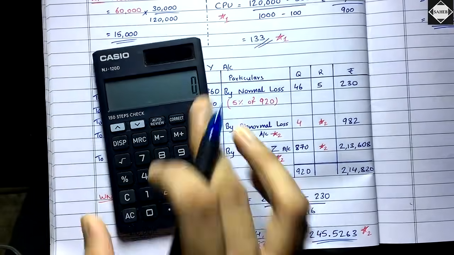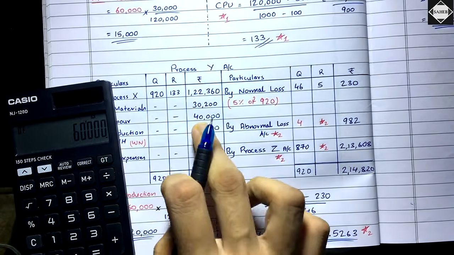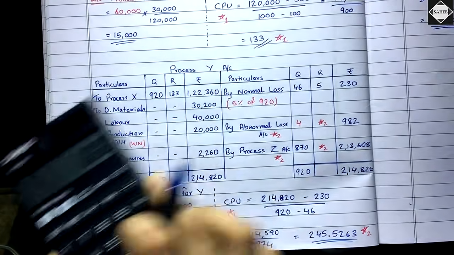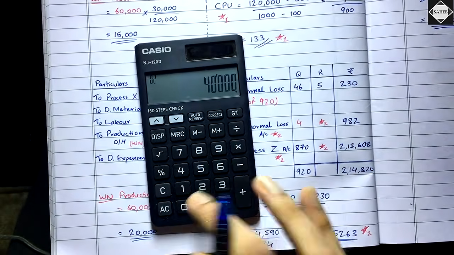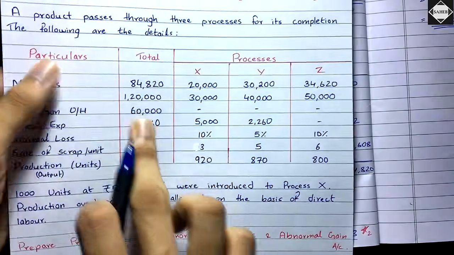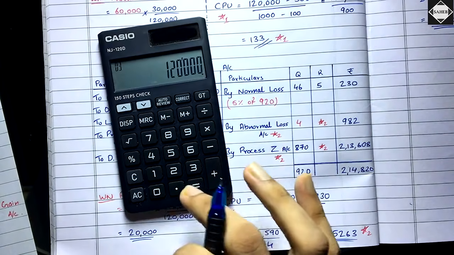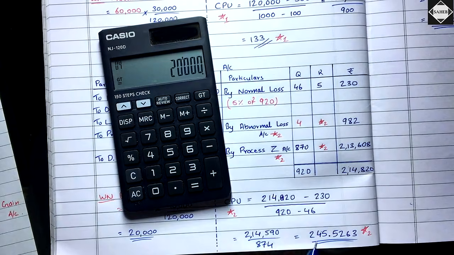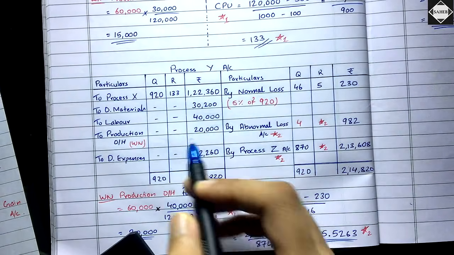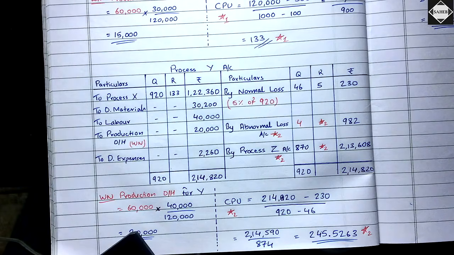Let's do that in the calculator. 60,000 is the total production overhead. Then the direct labor of this process, 40,000. So 40,000 divided by the total direct labor, that's 1,20,000 given in the question. That's equal to 20,000. So 20,000 is the production overhead that has been allocated for process Y. Is that clear? Simple, right? So that's it, debit side is over.